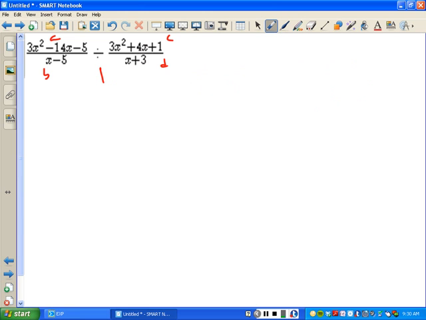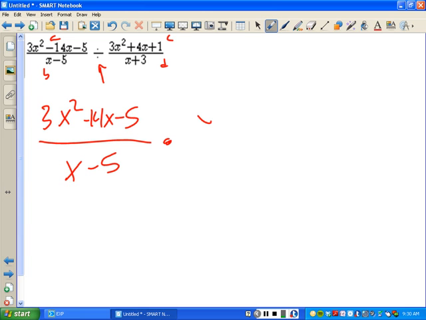When you see division, what's your first step? Use the reciprocal and do it the other way. So 3x squared minus 14x minus 5 over x minus 5 times x plus 3 over 3x squared plus 4x plus 1.